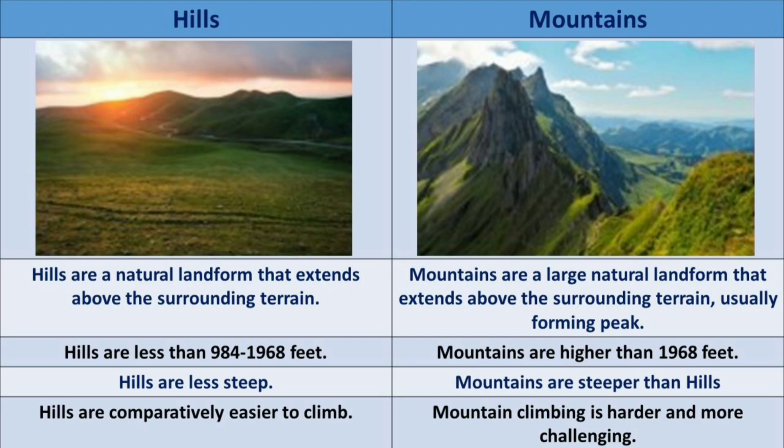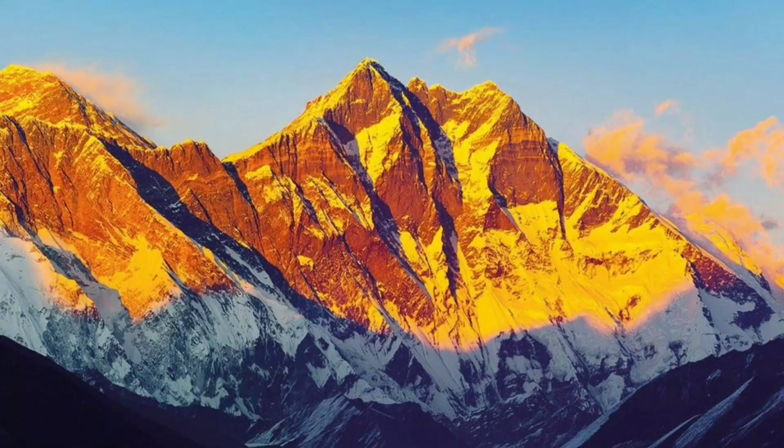Hills are less than 984 to 1968 feet. Mountains are higher than 1968 feet. Hills are less steep. Mountains are steeper than hills. Hills are comparatively easier to climb. Mountain climbing is harder and more challenging. Mountains usually occur in long rows called mountain ranges.